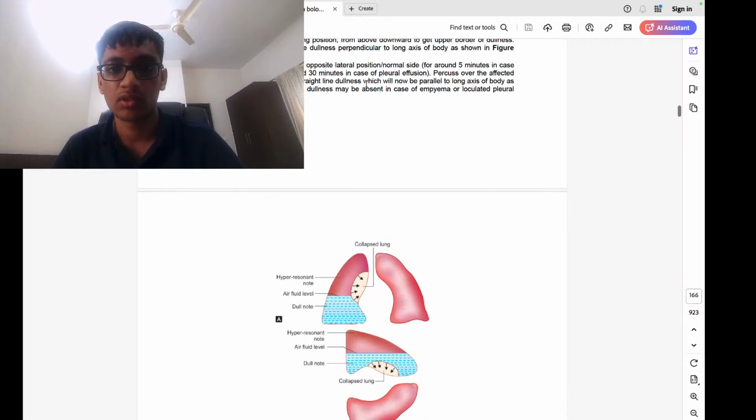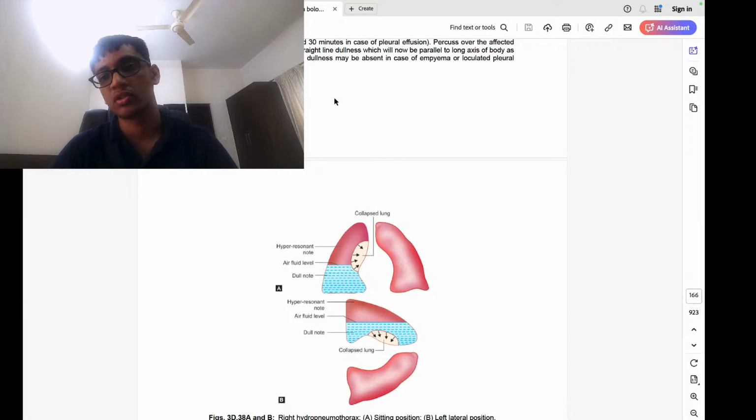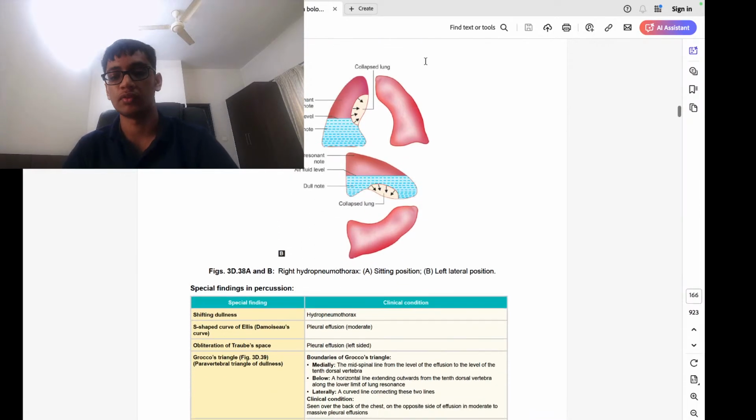Then make the patient lie down in the opposite direction, normally on the affected side, and see the changes in the shifting dullness, which will be parallel to the long axis of the body. Shifting dullness may be absent in case of empyema or loculated pleural effusion, if it is loculated or if there is infection.